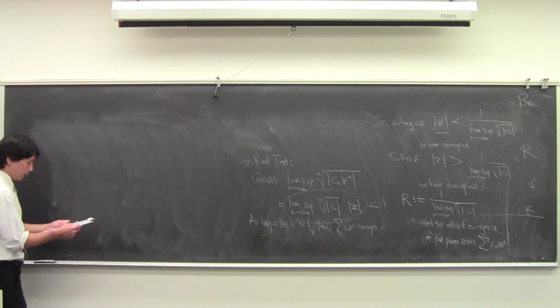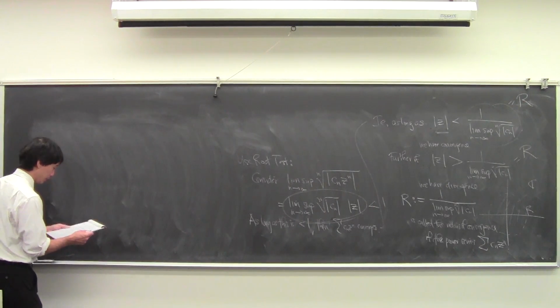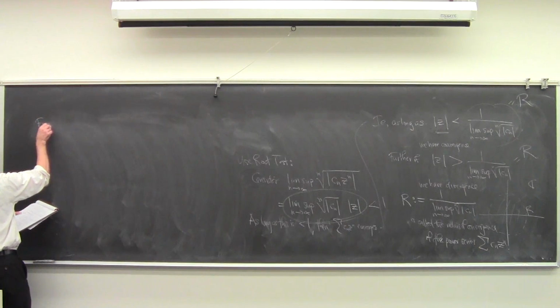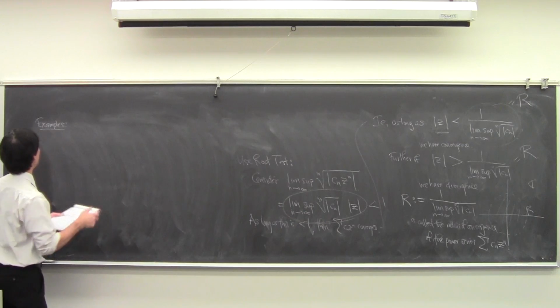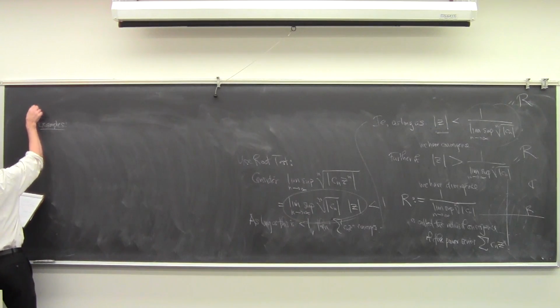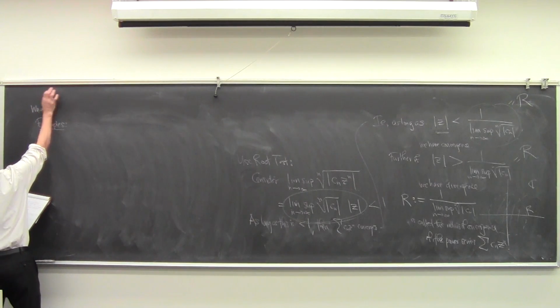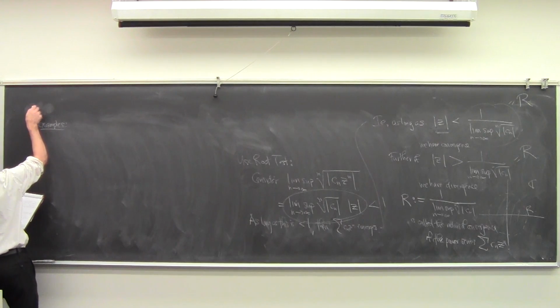Okay. Some examples that will sort of clarify what happens on the boundary. What can happen on the boundary?